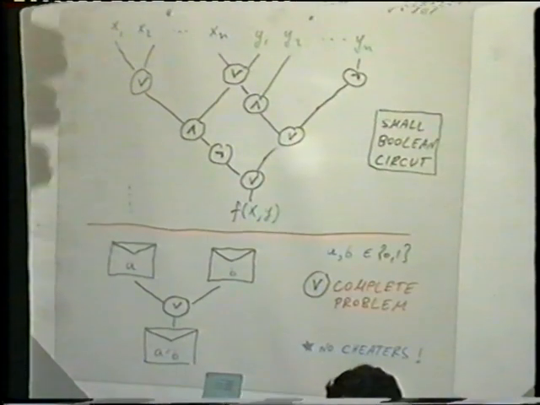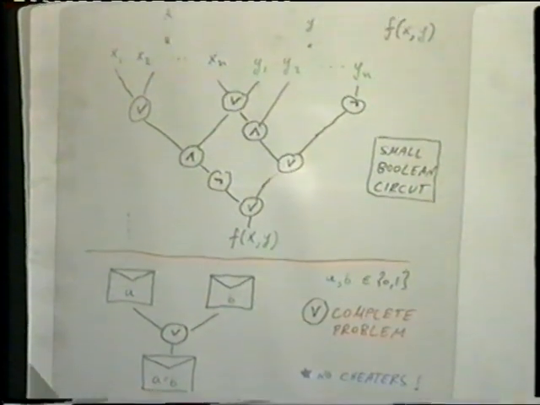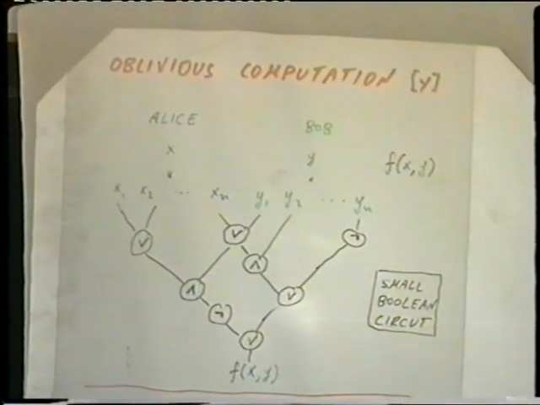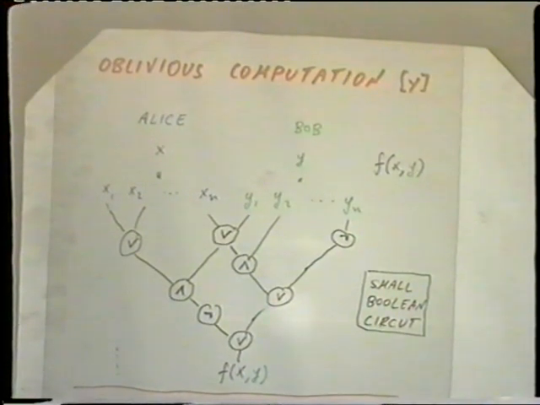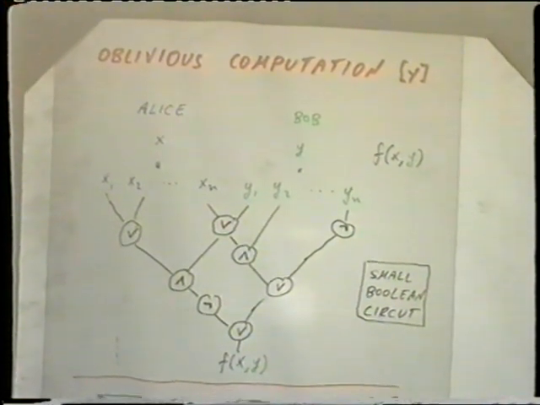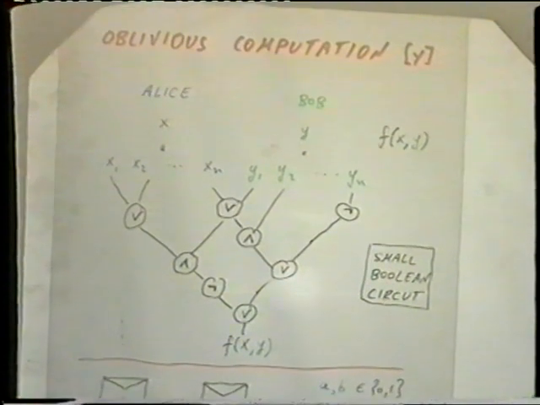Another thing I want to say is that this problem, oblivious function computation, is difficult even if the two players do exactly what they are supposed to do. They are doing exactly what the protocol of Yao tells them to do. Of course, this is not the world we live in. In the world we live in, we don't trust each other.